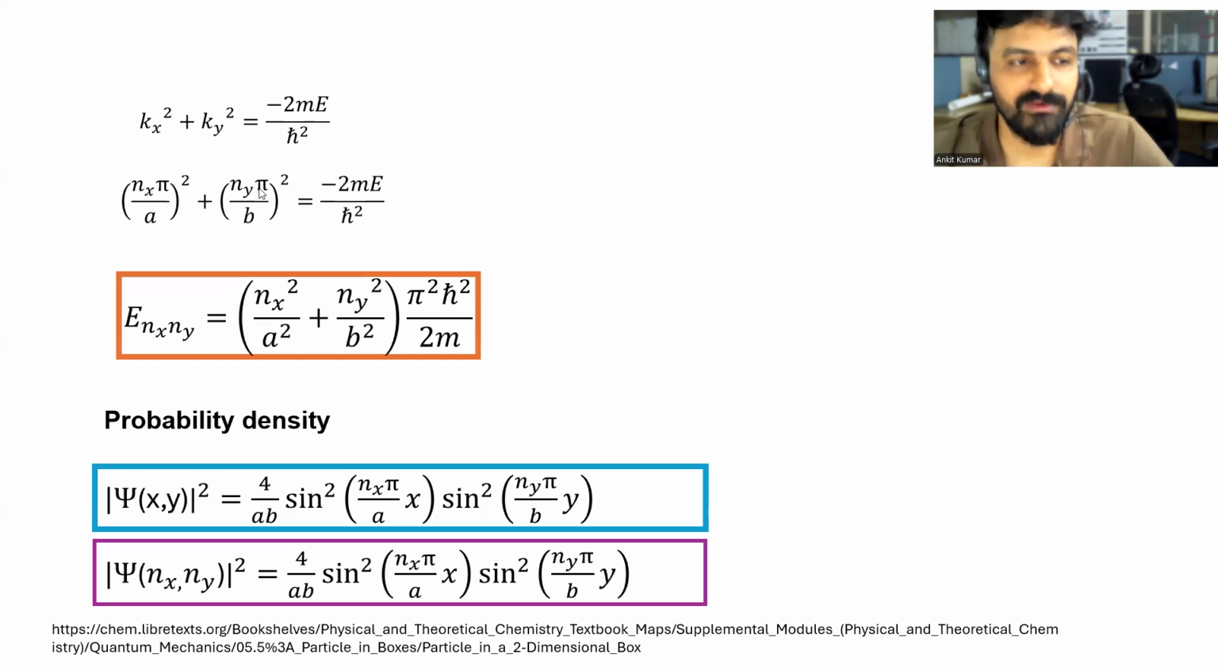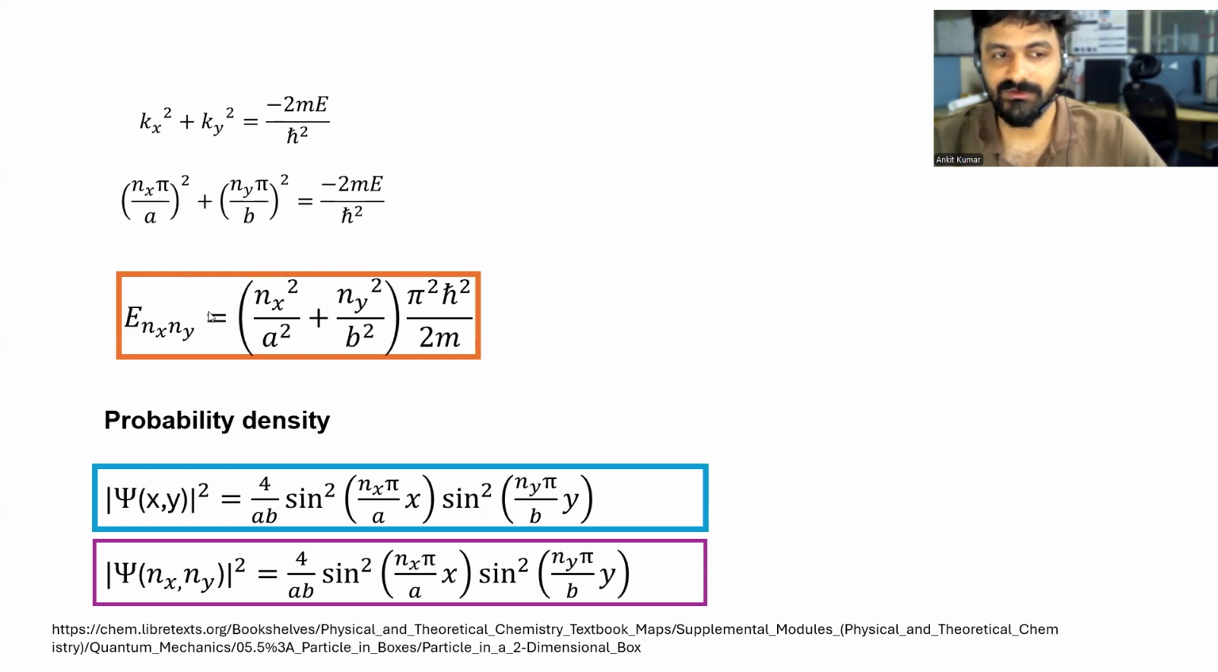Okay, so we have seen that nx and ny are the quantized states, and finally, once we substitute the values of kx and ky in the above equation, we get minus 2 me by h cut square, and from here we can calculate the quantized energy for a particle that is confined in 2 dimensions.